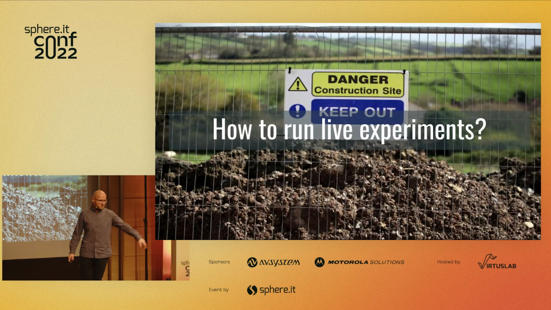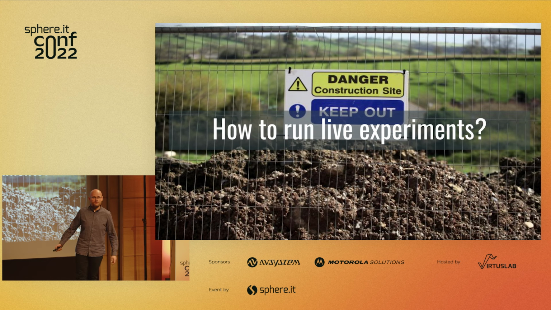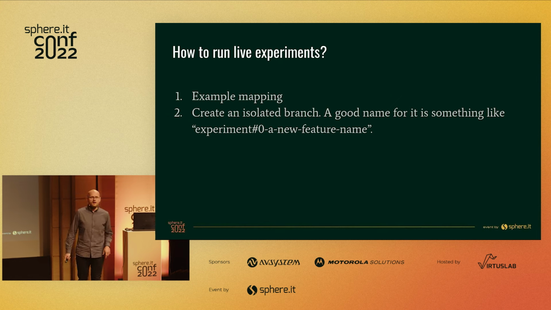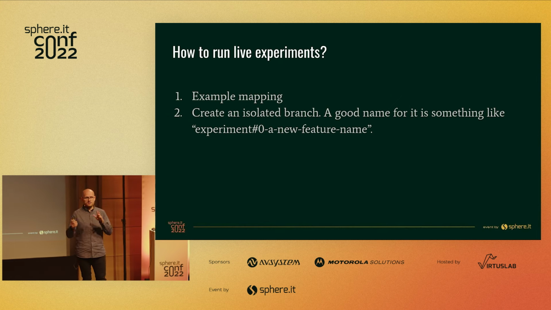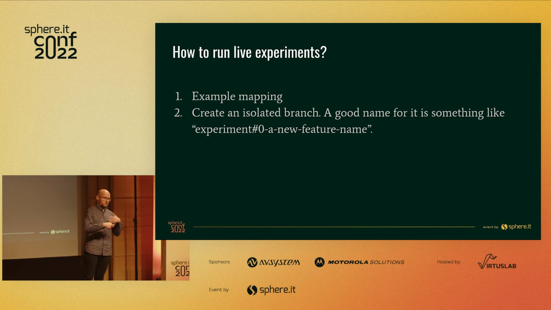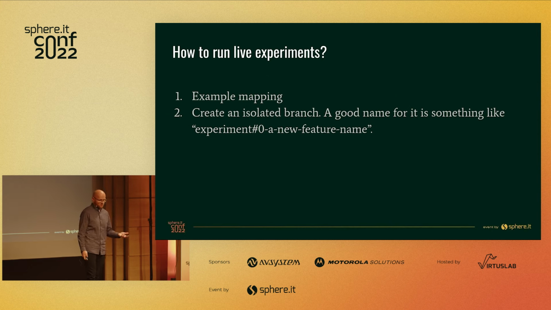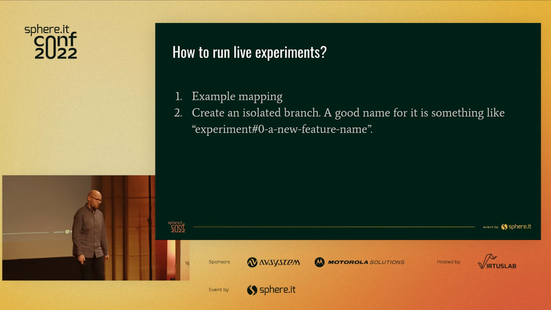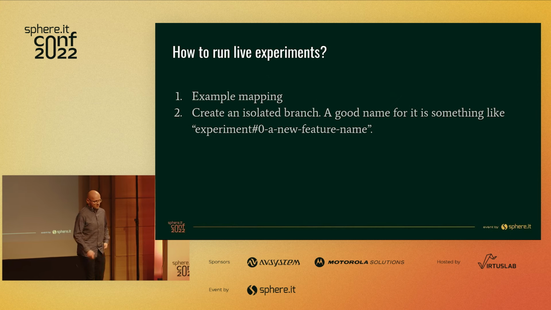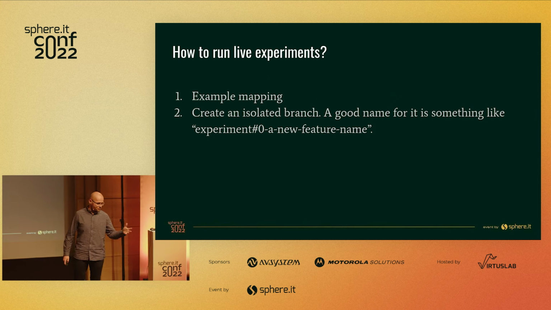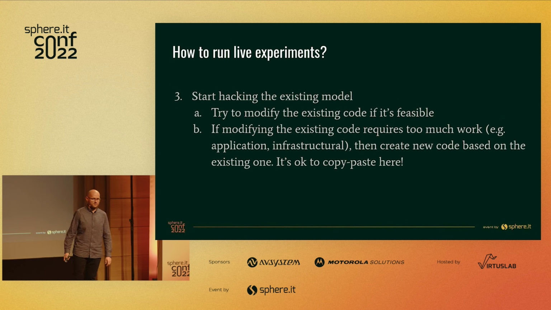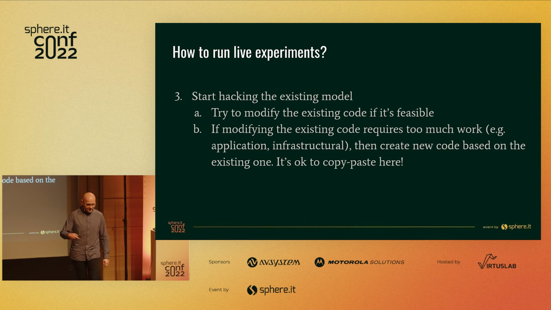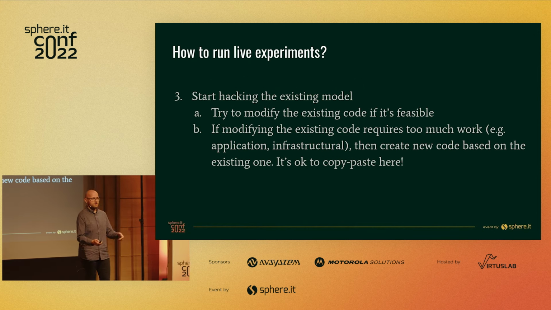OK, so what about live experiments? It's usually the same, but there is one difference. We are usually trying to isolate things, because as I mentioned, we are usually working with legacy software. So we are also starting with example mapping, but then we can, for instance, create an isolated branch, if we are using branches, called, I don't know, for instance, experiment and then some new feature name, right? It's just an experiment. So then we again start hacking the model, checking if it's working or not.